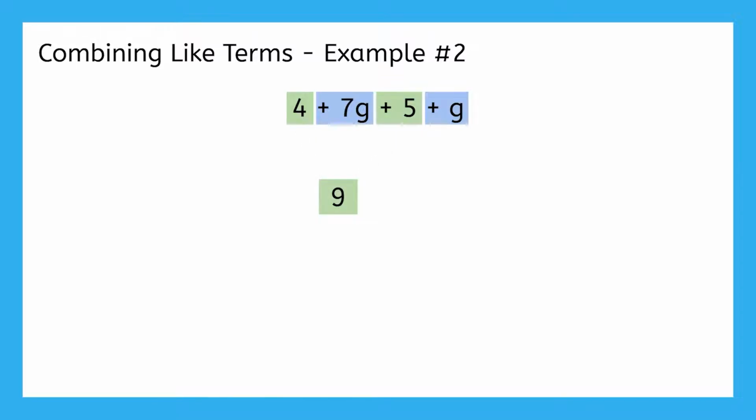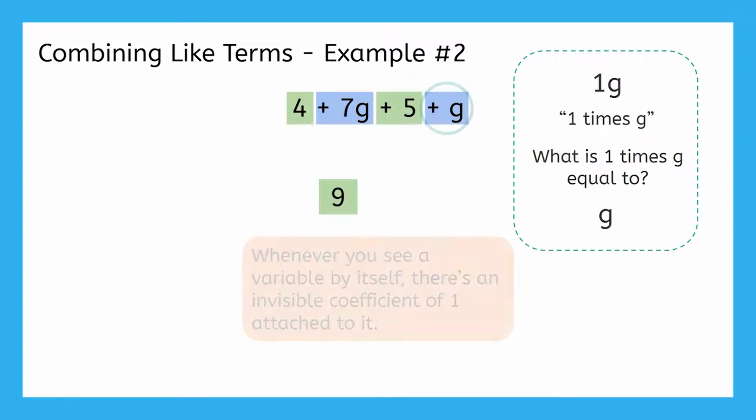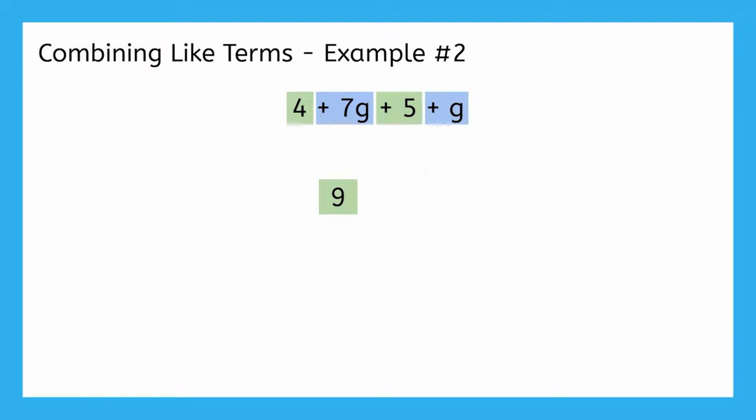In order to add the g terms together, we have to think back to what we've learned about the identity property. We could write out a single g as 1g, which indicates 1 times g. But what would 1 times g be equal to, no matter the value of g? Right, just g, because the identity property states that multiplying something by 1 doesn't change its value. Whenever you see a variable by itself, there's an invisible coefficient of 1 attached to it. Now we know we'll be adding 7g plus 1 more g, giving us 8g in total. The simplified and equivalent expression is 9 plus 8g.